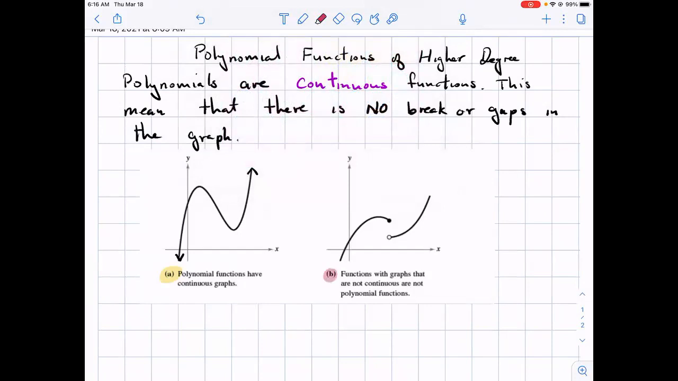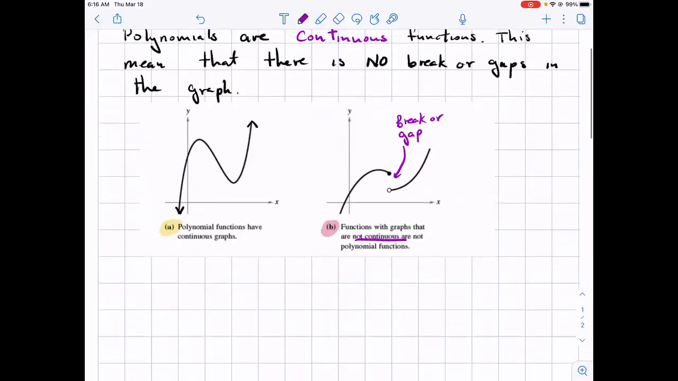you will notice that in picture B, there is a break. This graph has a gap or a break. So this is not continuous. Therefore, this is not a polynomial function. So by looking at the graph, you're able to identify if it is a polynomial or not. That's just the basic of the graph.